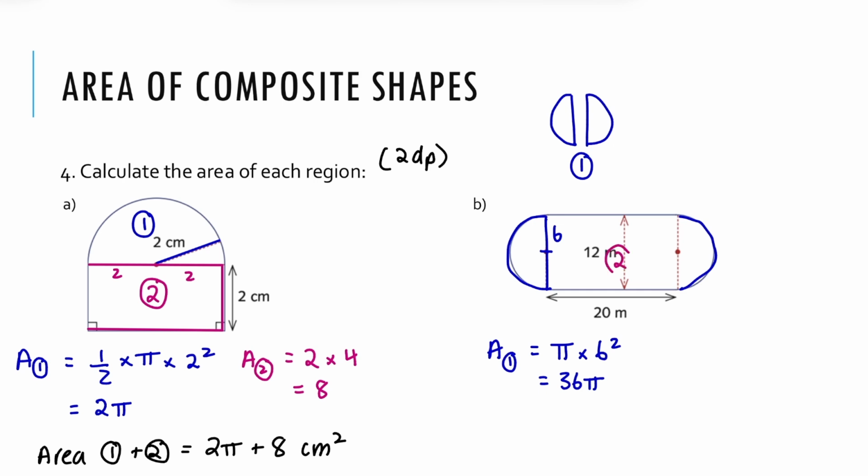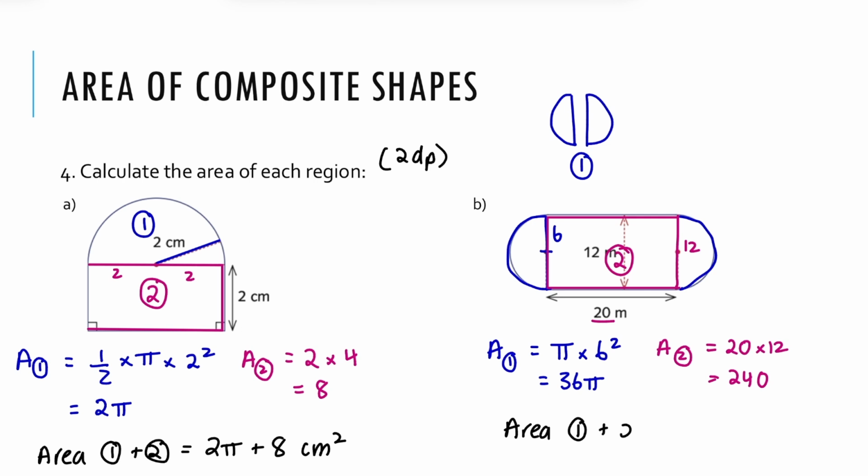My next shape is the rectangle here. Now, can you see that the width of the rectangle is 12 and its length is 20. So the area of the second shape will be 20 times 12, which should be 240. So my total area will be 36 pi plus 240 meters squared.